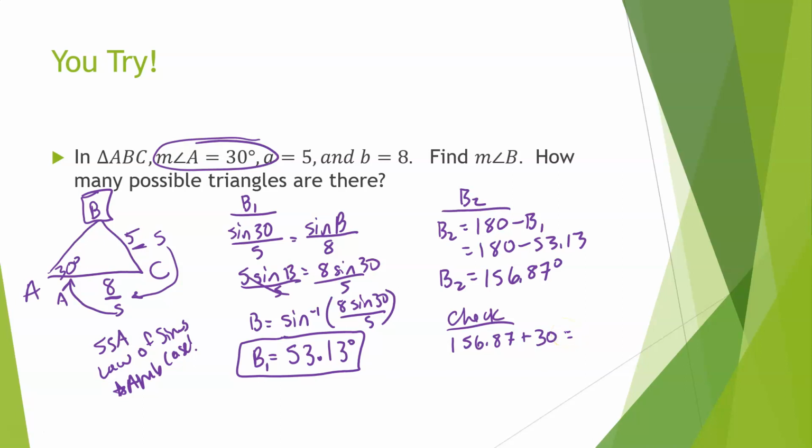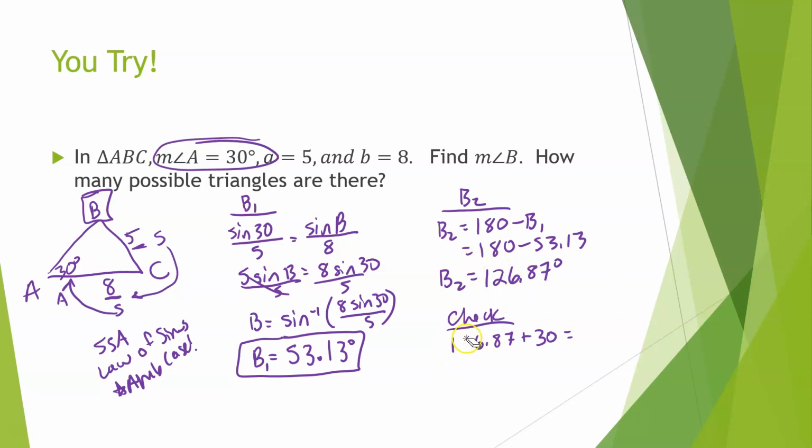Sorry, got to check something real quick. I think I got my key wrong. 53. This might not be right. Sorry, I can't find my calculator. All right, so I'm double checking 180 minus 53.13. Okay, my bad. Sorry, my key was right, but this was supposed to be 126.87.